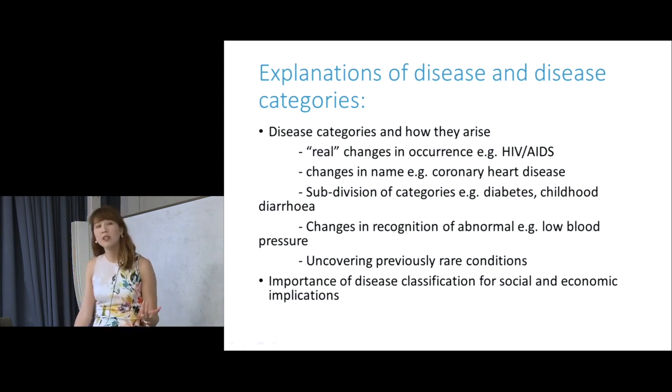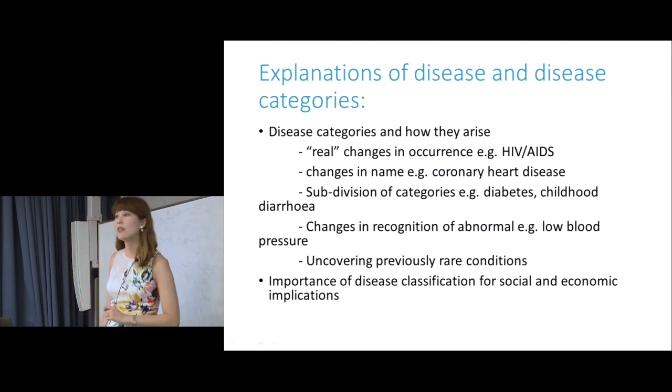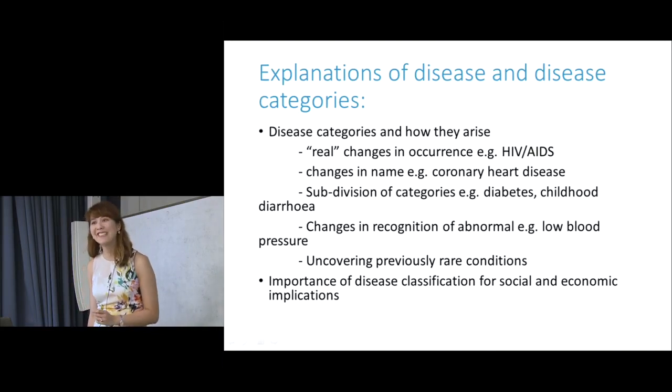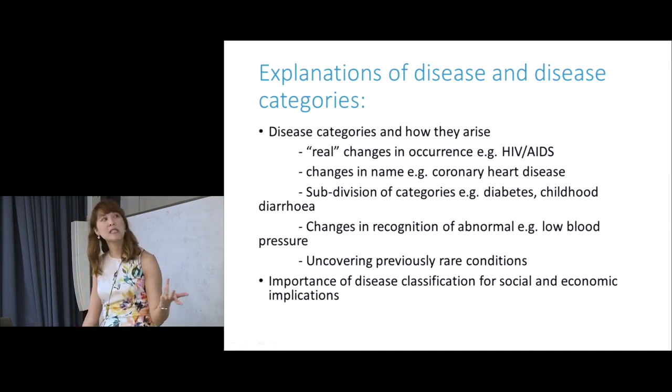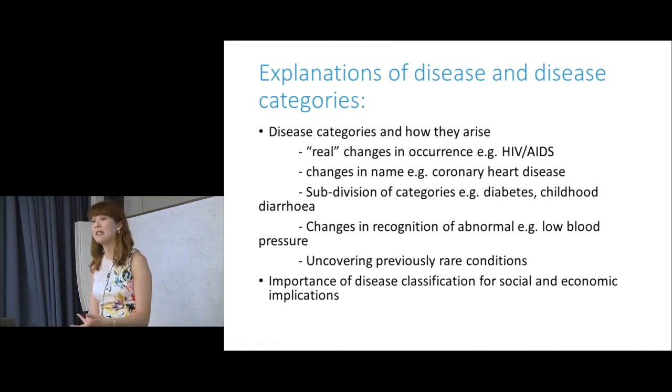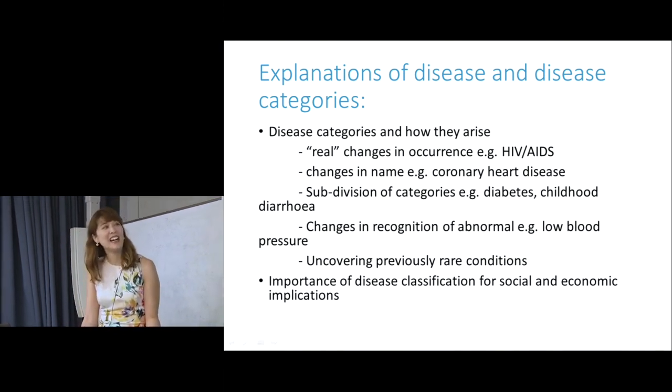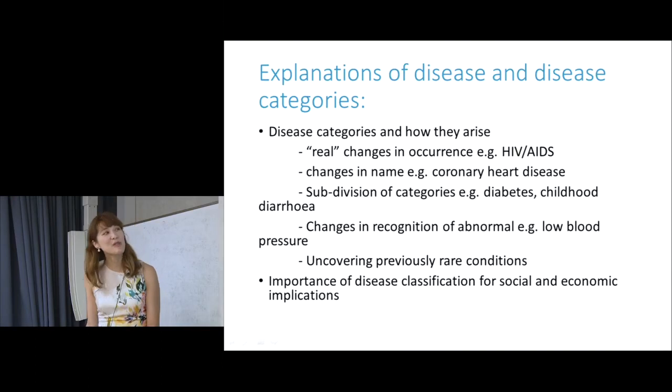Changes in name. Coronary heart disease, what it used to be called, unstable angina, had changed name many years ago. Before that, it was something else. Subdivision of diseases: diabetes mellitus, diabetes insipidus, type 1 diabetes, type 2 diabetes, more and more different categories, and there's probably more and more you can list.